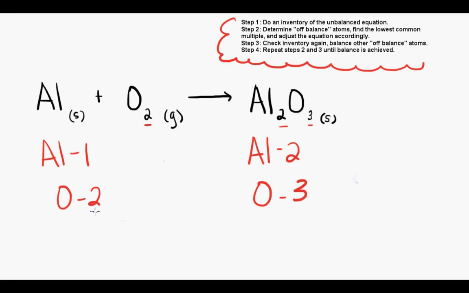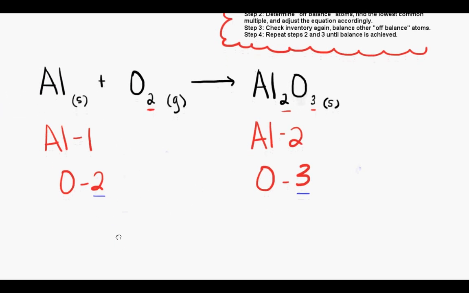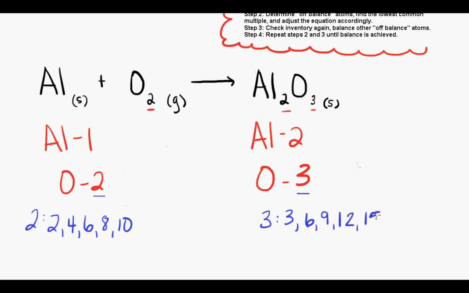There are 2 oxygen atoms on the left side of the reaction and 3 oxygens on the right. So our task is to find the lowest common multiple between 2 and 3. You may be able to do that in your head, that's fine, but for this example, I'm going to write it out. For the number 2, the first few multiples are 2, 4, 6, 8, 10. And for the number 3, the first few multiples are 3, 6, 9, 12, and 15.